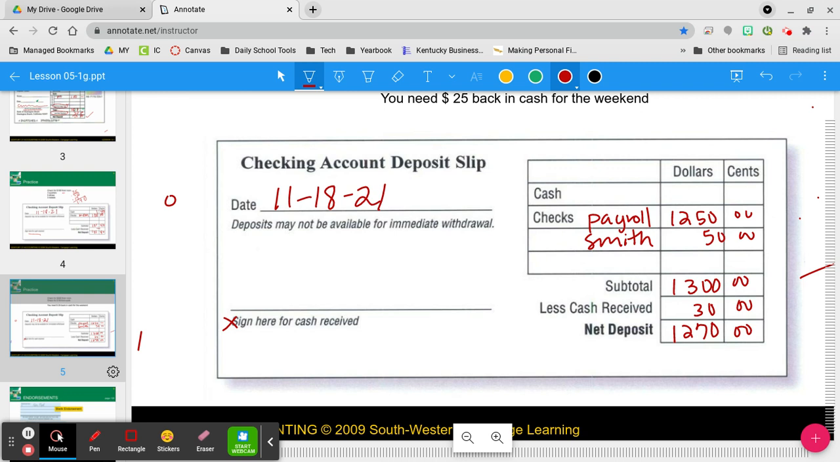So I'm getting $30 in cash. $1,270 is going into my account of the $1,300. So all $1,300 is accounted for, but I do need to sign here because I'm getting cash back. So if there's cash received, you need to sign.